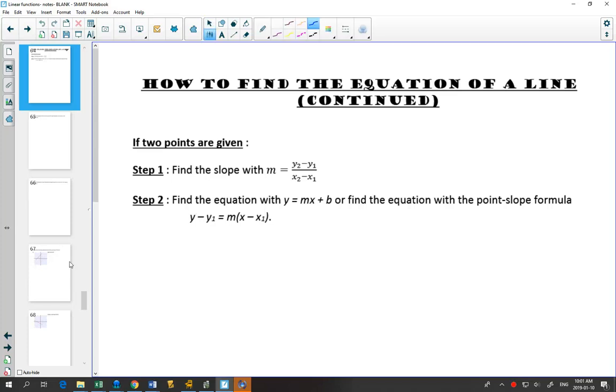Finding the equation of the line, continued. I said this last class, I'll say it again. Whenever you're asked to find an equation of a line, you need two things. So we'll write it again. You need the slope and you need 1 point. Those are the two things you need to write an equation of a line.